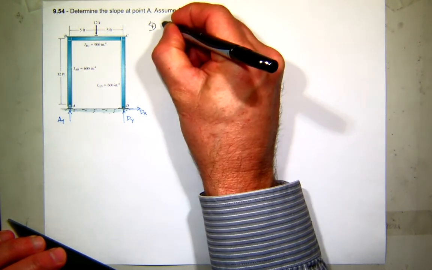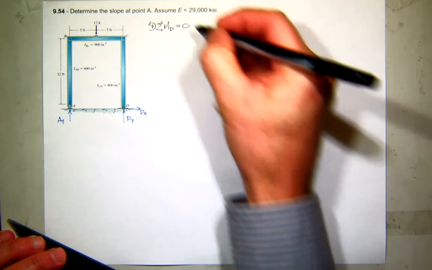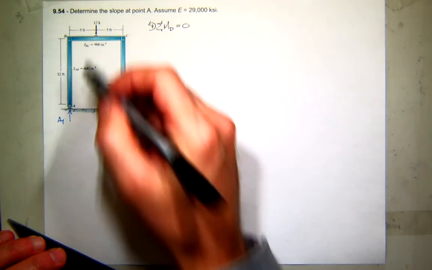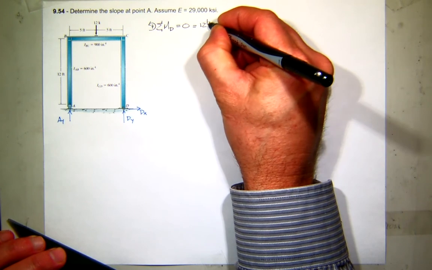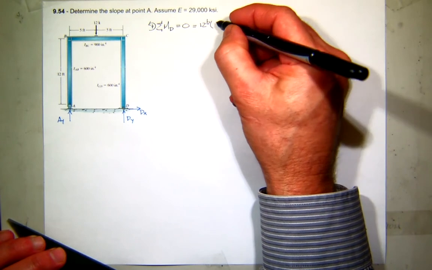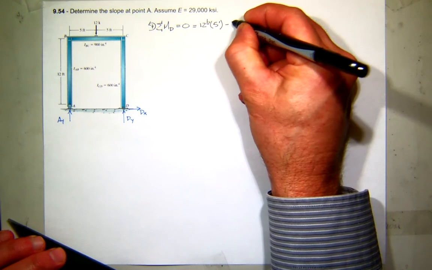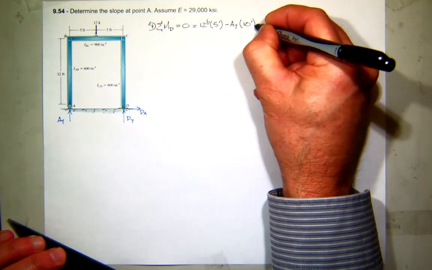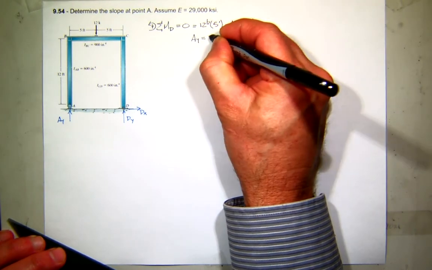Okay, so we're going to sum moments at D, and we're going to set it equal to 0 for equilibrium. So about D, my 12 kip force creates positive moment. So force is 12. The distance from D to the line of action of the force is 5 feet. And then Ay creates negative moment at a distance of 10 feet. So it looks like Ay is equal to 6 kips.